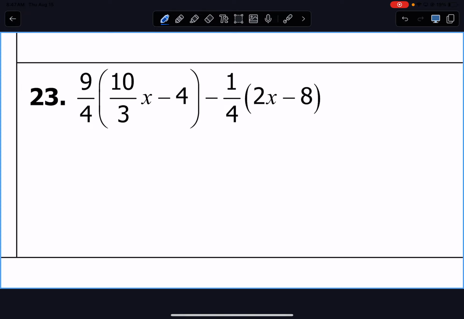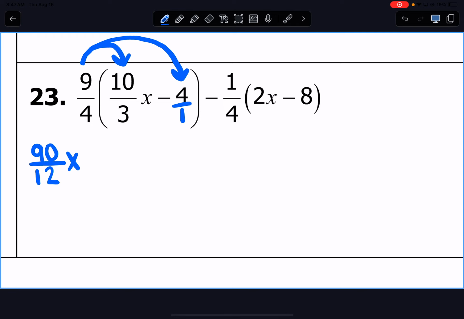Okay, so we have to multiply these two fractions. What is 9 times 10? Okay, what is 4 times 3? So then we have an x. Then I'm going to do the same thing here. What is technically underneath that 4? So what is 9 times negative 4? Okay, over 4 times 1.